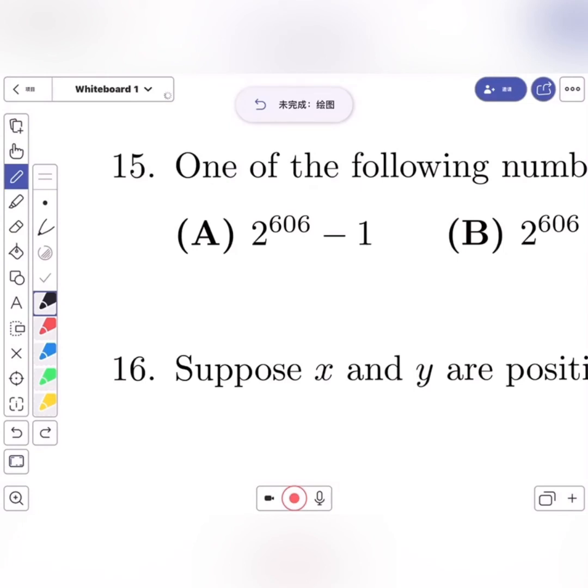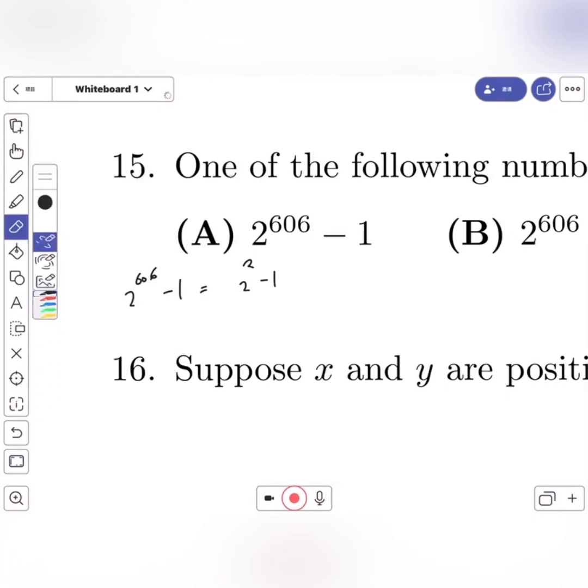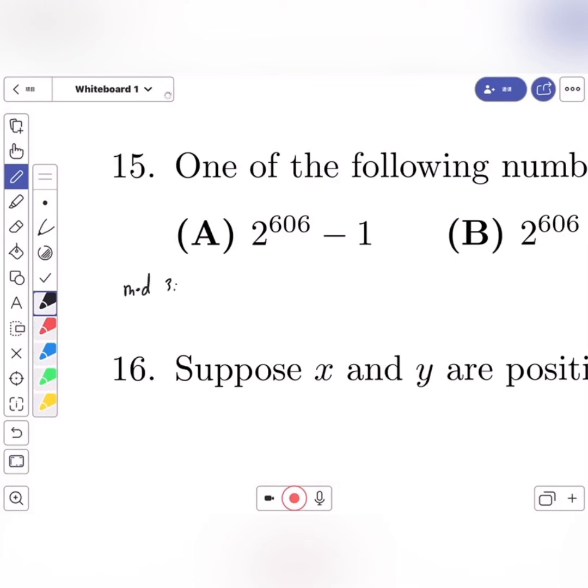Well, 2 to the 606 minus 1 can actually be divisible by 2 squared minus 1. You can see this by taking mod 3. So we just take mod 3. This is equal to negative 1 to the 606 power minus 1, which is equal to 1 minus 1, which is equal to 0. So we know right away that this choice cannot work.